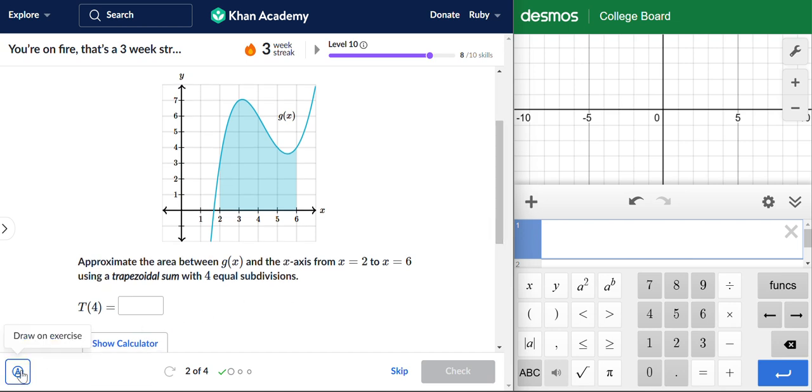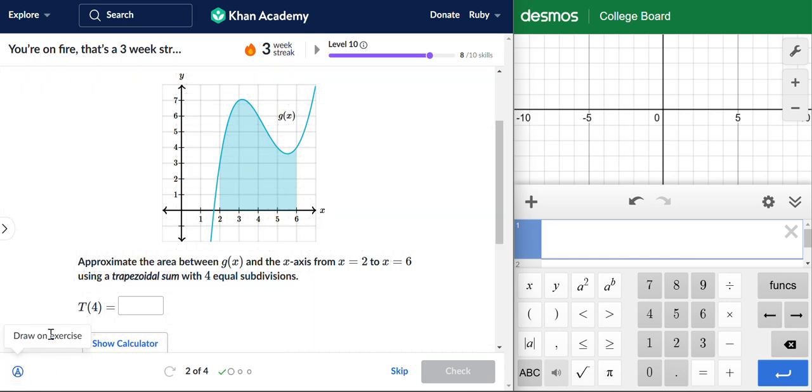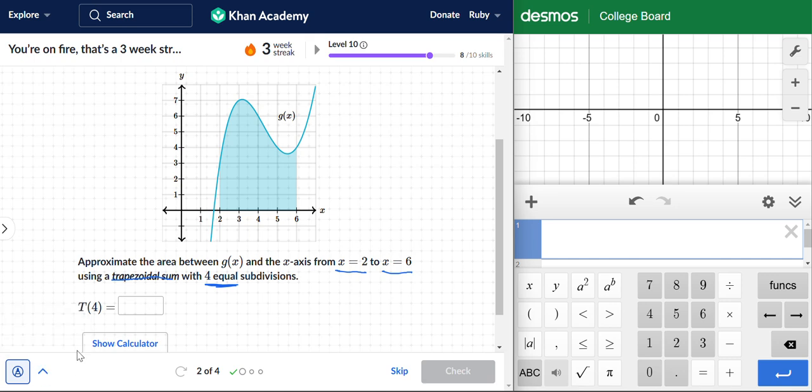Approximate the area between, okay, I'm going to use blue this time. From x equals 2 to x equals 6 using the trapezoidal sum with 4 equal subdivisions. Okay, maybe I'll try to draw it out here. Because we're saying from 2 to 6, 4 equal subdivisions, that means each subdivision is going to have a length of 1 unit. So this will be the first subdivision. This will be the second, third, and the fourth subdivisions respectively.